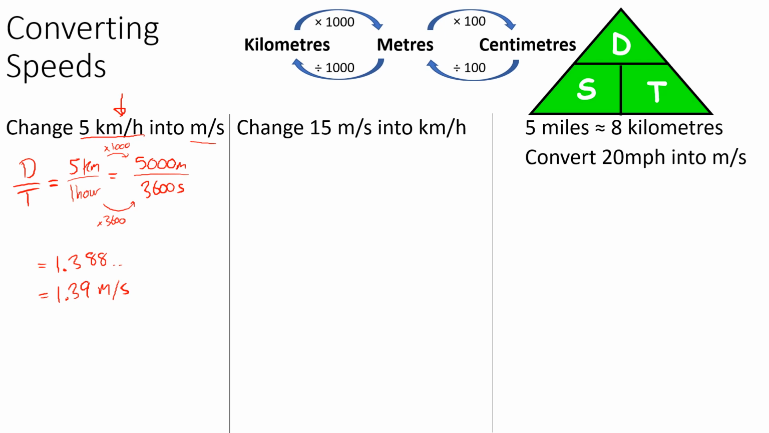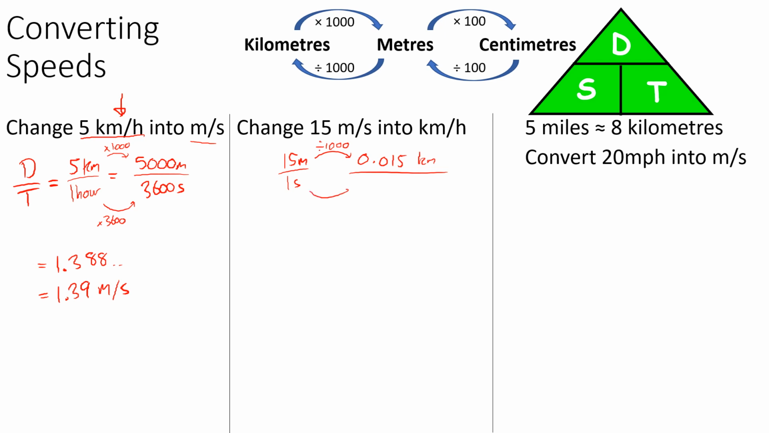What about another one? Meters per second into kilometers per hour. Again, this is a distance over time. We're talking about 15 meters over 1 second. Now, you could do this in the same way. So let's actually look at that. If we want to convert these to kilometers, we're going to have to divide by 1,000 this time. So that's 0.015 kilometers on top.